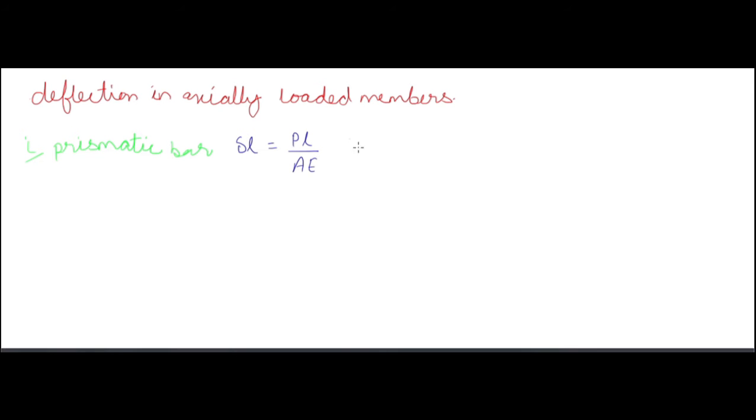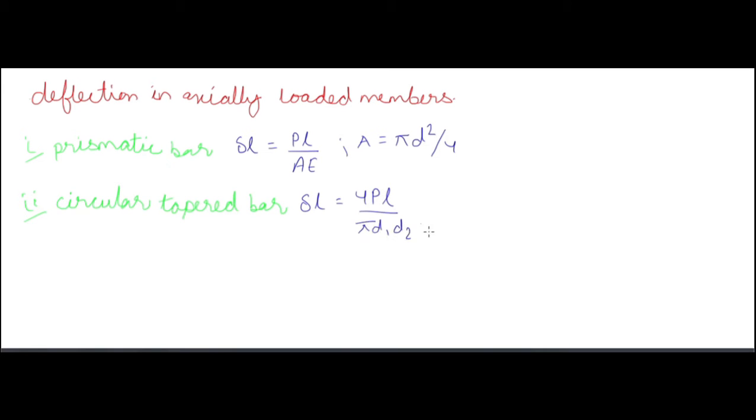Now we have deflection in axially loaded members, which means the load is acting axially. So for a prismatic bar, we have delta L is equal to PL by AE. P is the load, L is the length of that bar, A is the area of cross section of that prismatic bar, and E is the Young's modulus or modulus of elasticity.